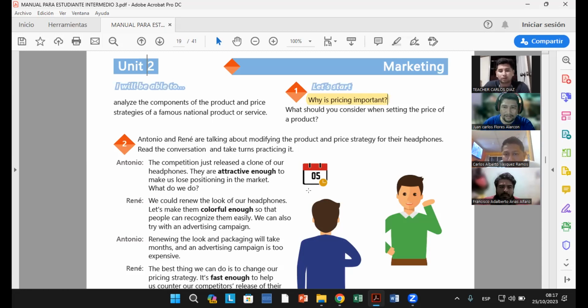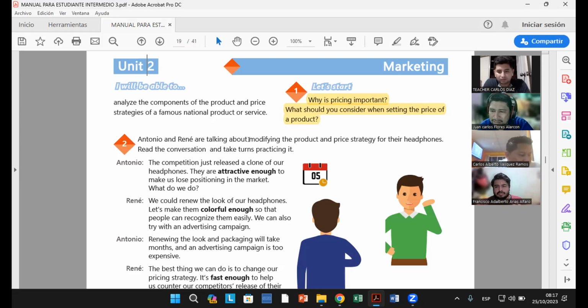Good. What is the other question? Carlos Flores? What should you consider when setting the price of a product? So what do you think, everybody? What should you consider when setting the price of a product?